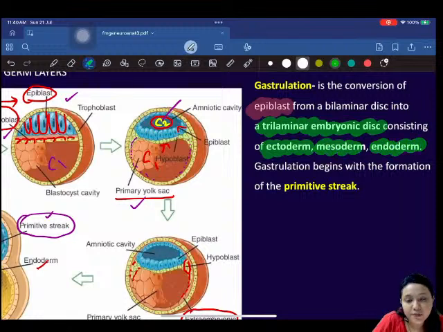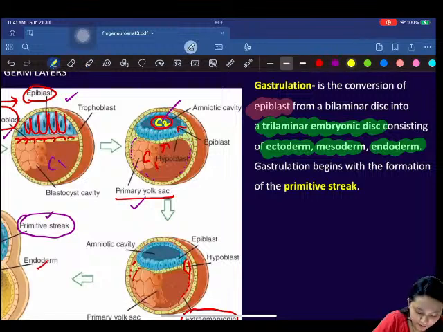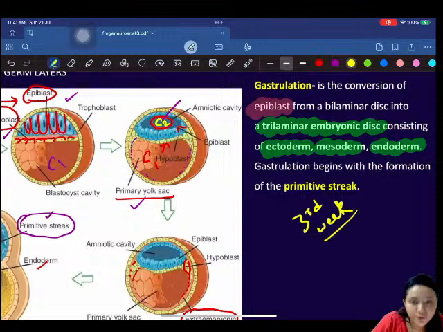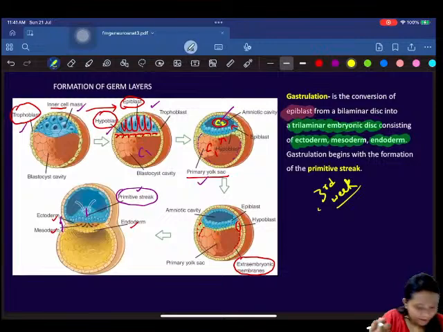Now gastrulation begins with the formation of the primitive streak, and this occurs in the 3rd week. Okay, the gastrulation process occurs in the 3rd week. The bilaminar, the rule of 2: in the 2nd week you have the bilaminar disc, and in the 3rd week you have the trilaminar germ disc. Okay, that is about embryology.